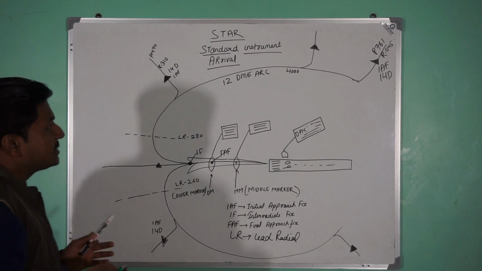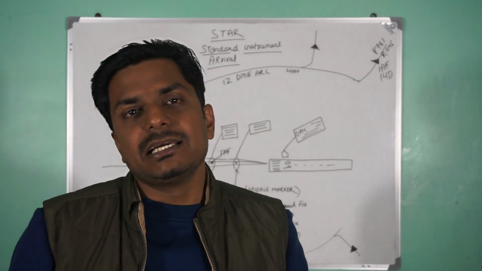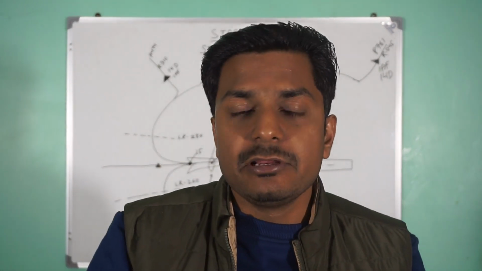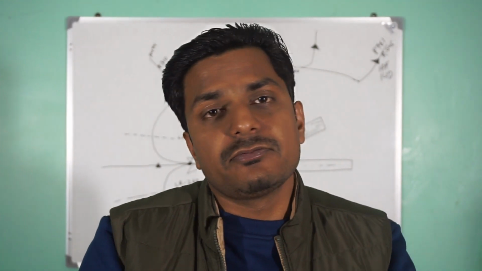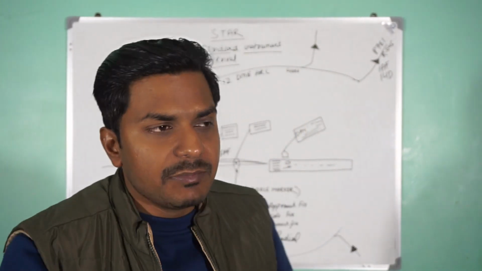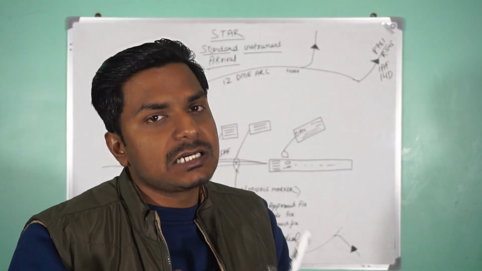Suppose this is not an ILS equipped runway, in that case the outer marker and middle marker will not be there, because the ILS consists of a middle marker and an outer marker. So basically, if it is a VOR runway, then there will be no outer marker and middle marker.